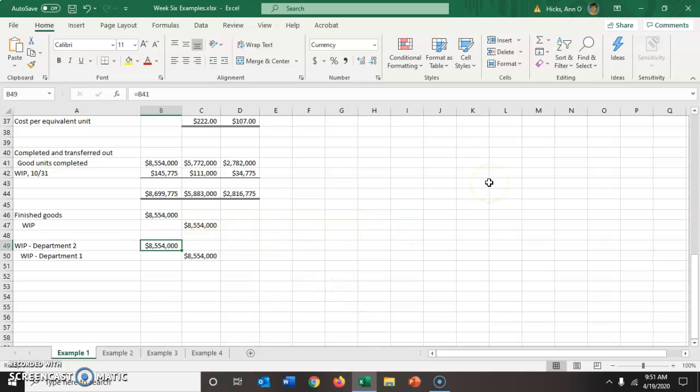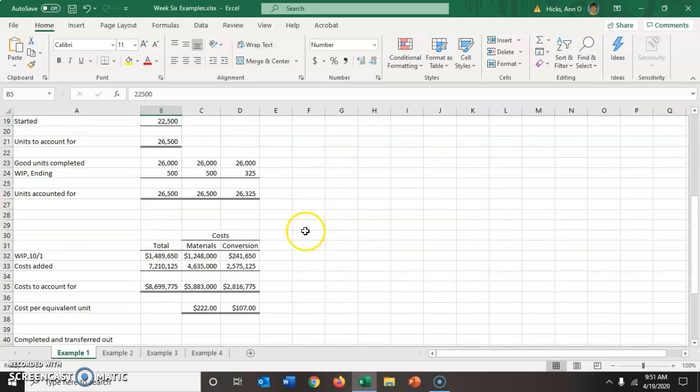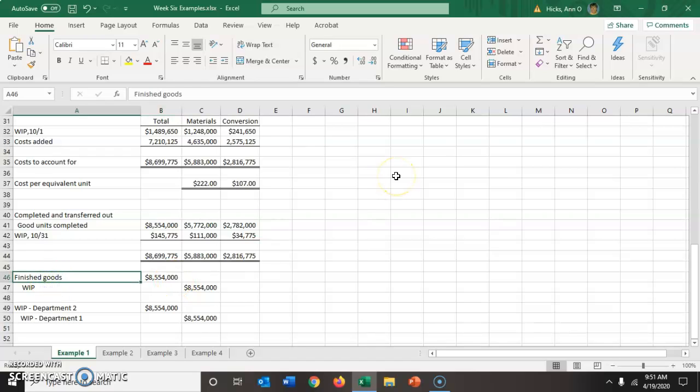Well, that depends. In the first example, let's just assume that the whole process is completed in this department. And so once we completed these units, we're moving them out of WIP and into finished goods under the assumption they're ready to be sold to the customer. That being the case, the journal entry we're going to make is to debit finished goods and credit work in process for the $8,554,000 that we allocated to the completed goods.